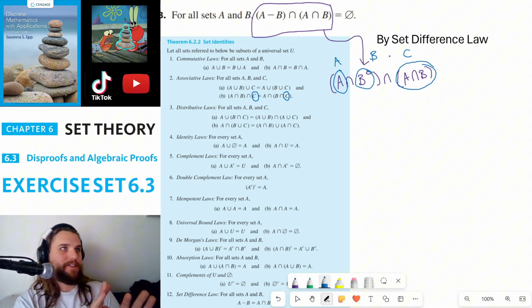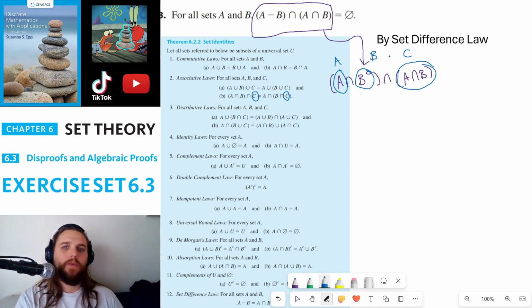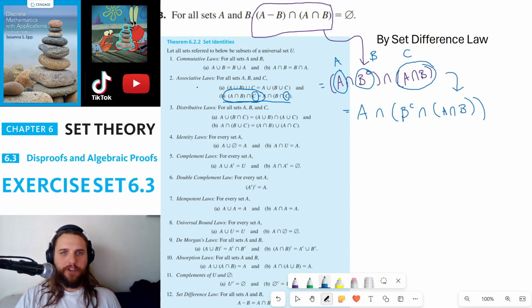Now keep in mind, it's actually B complement, but the way that we apply this formula is by rearranging where these letters are. So right now we have A intersection B intersection C, and we want to rewrite this as A, which was also A, intersection, and then B intersection C, but our B here is actually B complement, and our C here that we're intersecting with is really A intersection B. Now, this step is justified by the associative laws. So we have to write out by the associative laws.